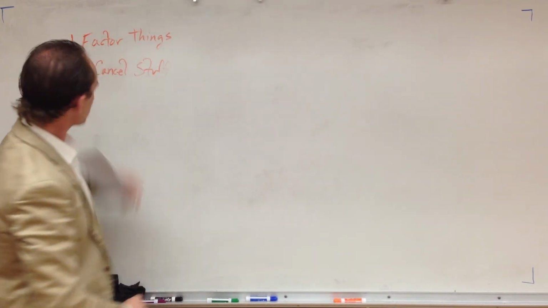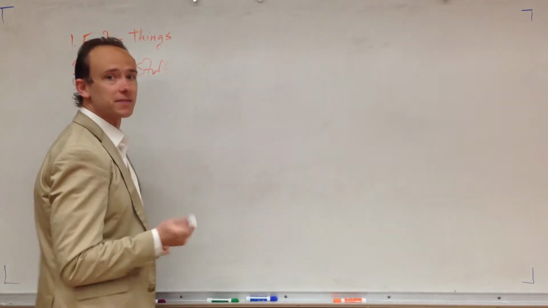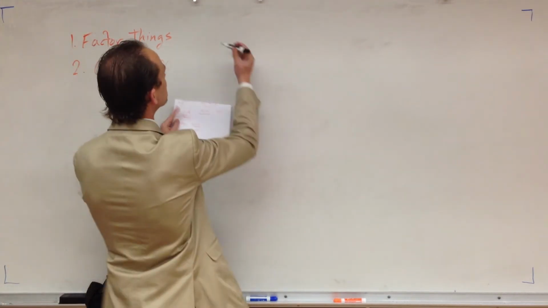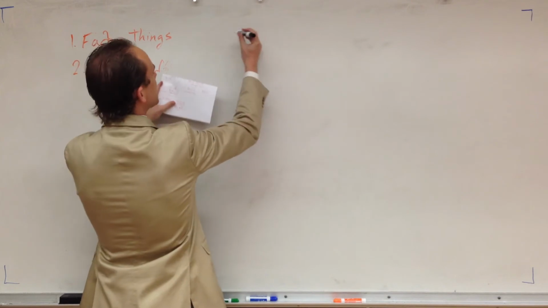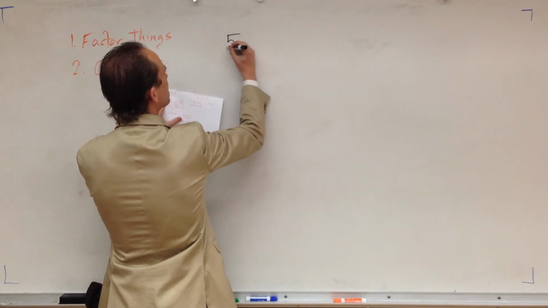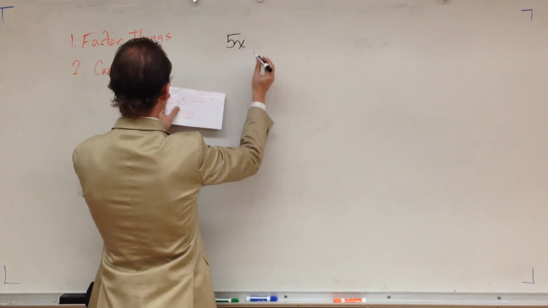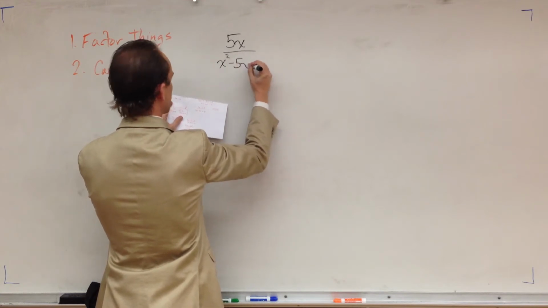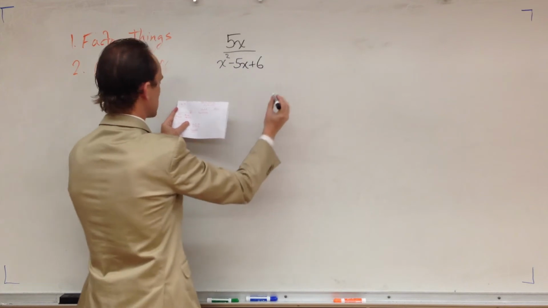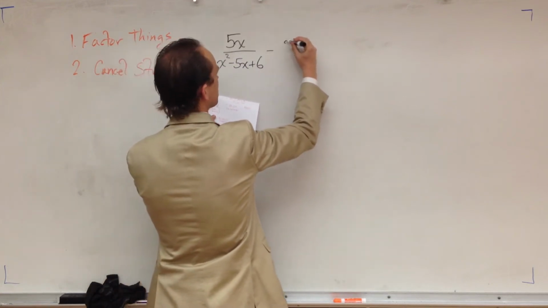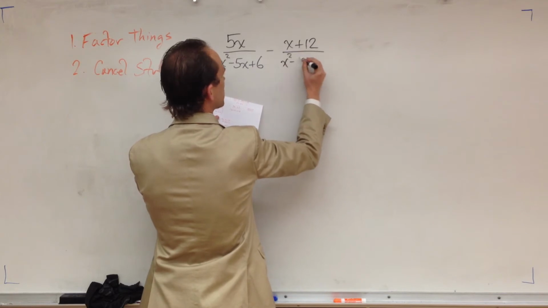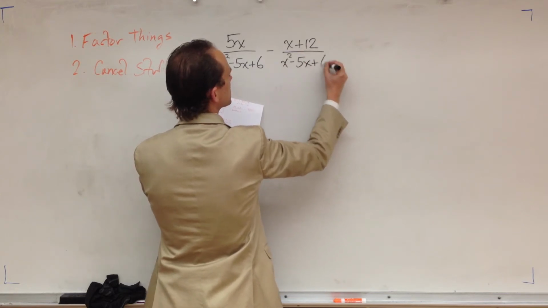I'm going to leave the "factor things, cancel stuff" note up, because we're still going to have to do that. That's not going anywhere when it comes to rational expressions. Okay, so here's the second one, the last one for this video. We got 5x over x squared minus 5x plus 6 minus x plus 12 over x squared minus 5x plus 6.